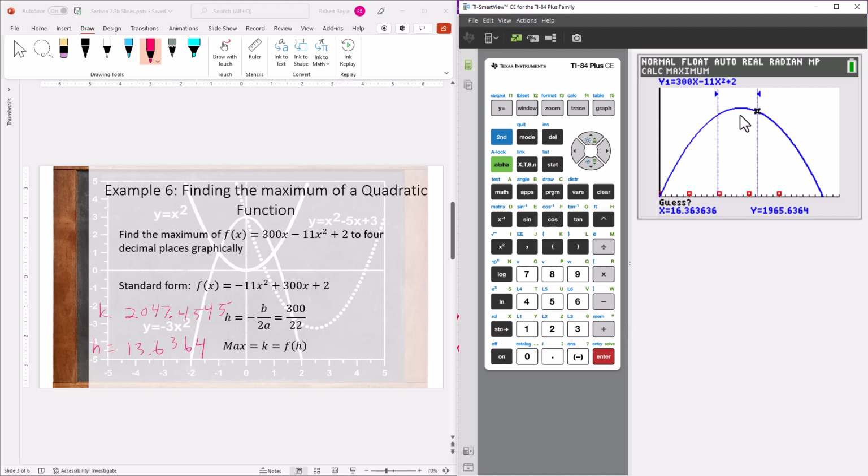Now we need to guess. And really all you need to do is pick any point between these two lines, and that will be perfectly fine. So we can click right there. That's a good guess. Hit enter. And that is our value for the max. And notice, what do we get? We get 2047.4545. Exactly what we are looking for.